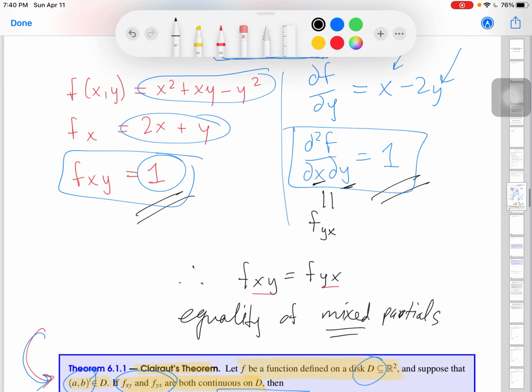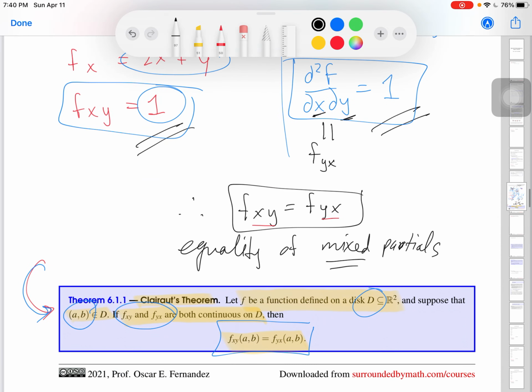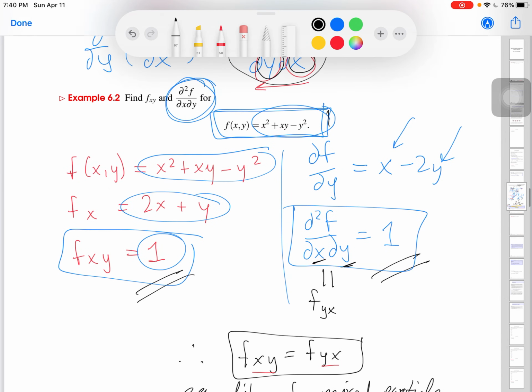And then this equality of mixed partials question came up and was answered by this theorem. For the special case where f is a multivariable polynomial like this, mixed partial derivatives are always equal everywhere because, as we saw in the previous lesson, these functions are continuous everywhere.